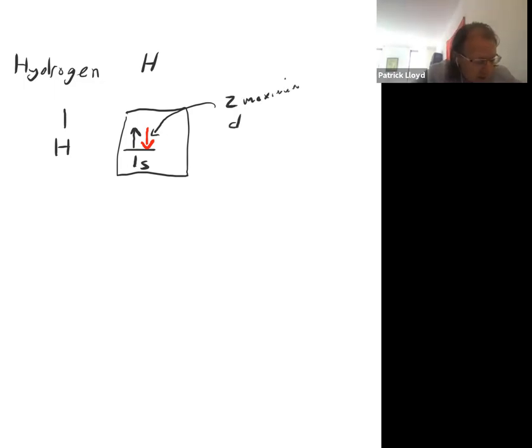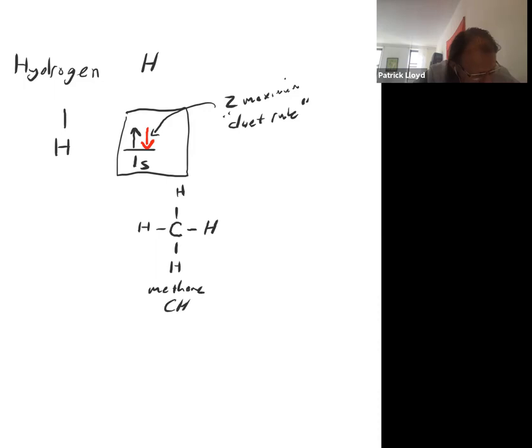And we call that the duet rule. Duet meaning 2. So you got the octet rule for the other elements, but you got the duet rule for hydrogen. So hydrogen then doesn't tend to share enough electrons to give it 8. It shares enough electrons just to give it 2. So this is methane, which is CH4. Take a look at this one. This hydrogen only has 2 electrons. So does this one. So does this one. So does this one. 2 electrons, right? Each bond is 2 electrons. Okay. So duet rule for hydrogen.